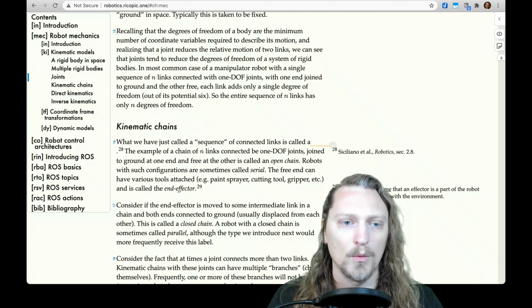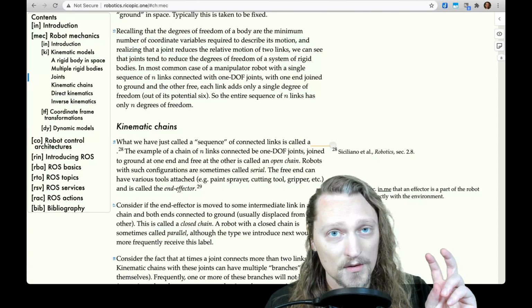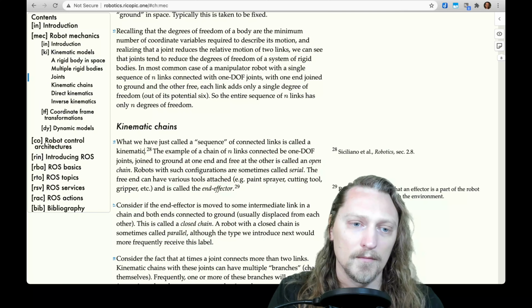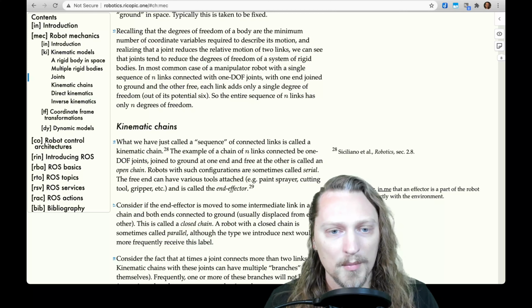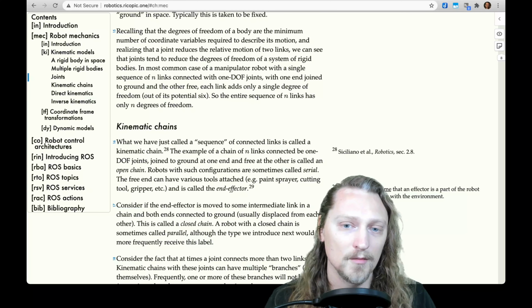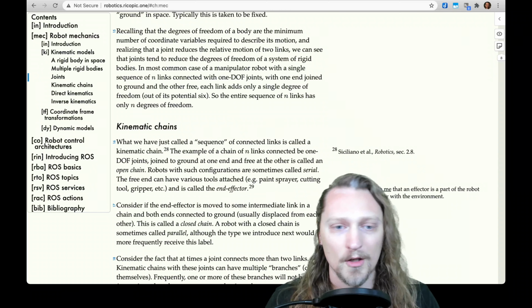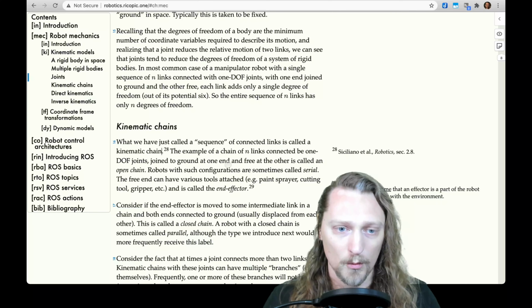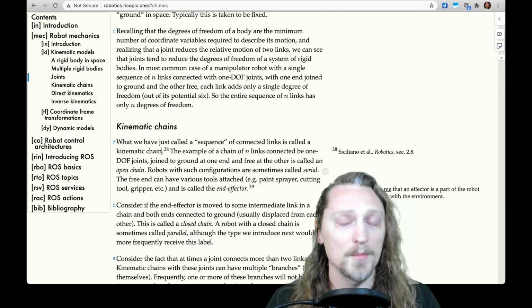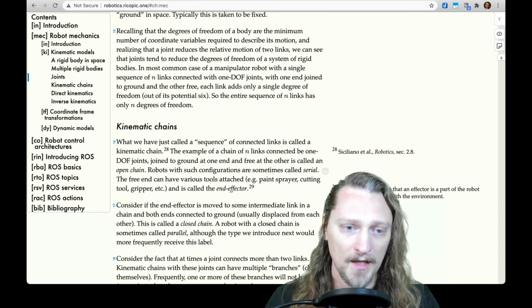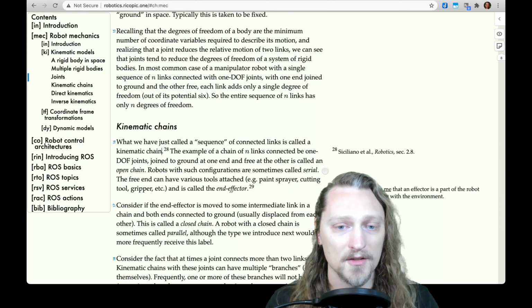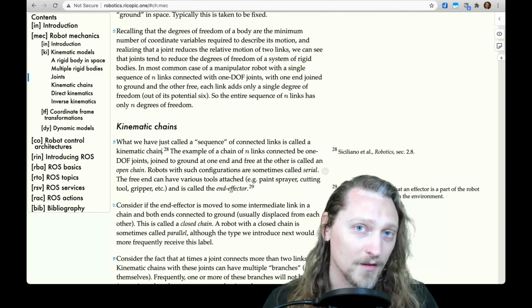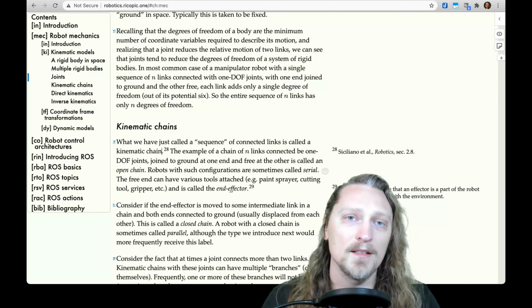Kinematic chains. What we have just called a sequence of connected links is called a kinematic chain. The example of a chain of n links connected by 1 degree of freedom joints, joined to ground at one end and free at the other, is called an open chain. Robots with such configurations are sometimes called serial robots. The free end can have various tools attached, for example, a paint sprayer, cutting tool, gripper, etc., and is called the end effector.